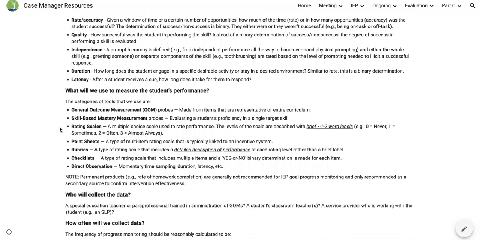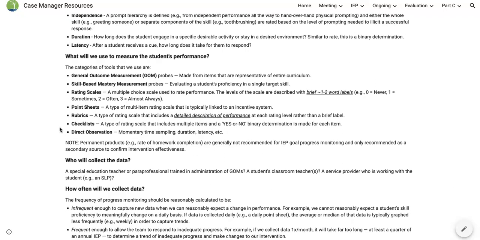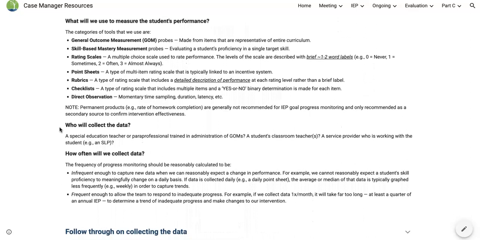Then you're going to think about what you are going to measure with. So what are you going to use in order to figure that out? There are lots of different options. I think in the past we've used a lot of GOM probes or something related to the FastBridge suite, especially in academics, but those might not be appropriate given where the student's level of performance is. And so you might want to think about something else. This is a list of other ways that you could take a look. I think the number one thing to remember when you're writing a goal is making sure that you're using numbers.